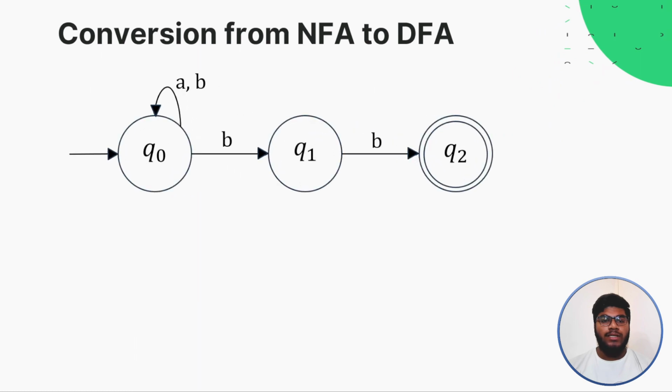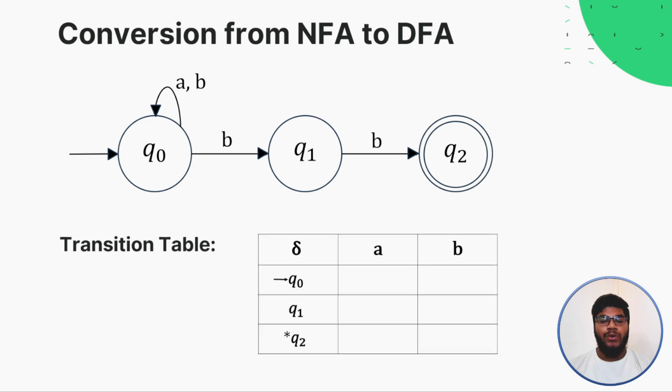For this, we are going to consider a simple example. This is the given NFA example, where it has three states Q0, Q1, Q2, and two input symbols A and B. Before converting this NFA to DFA, we are going to consider the transition table. The transition table consists of the transition function delta and the two input symbols. We know the input symbols from this diagram, that is A and B, and there are three states in the diagram, that is Q0, Q1 and Q2, where Q0 is the starting state and Q2 is the final state.